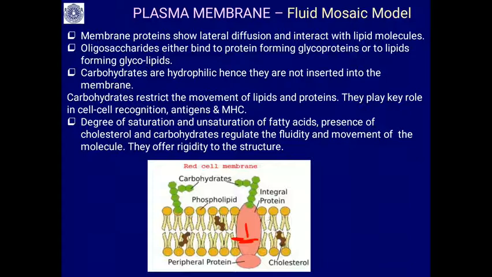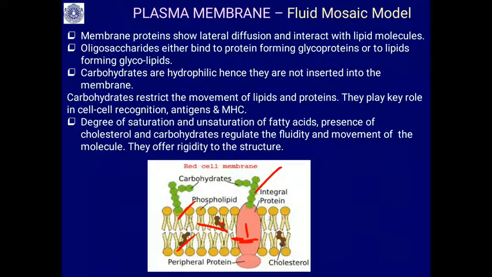You will be able to see this is the carbohydrate and these are the cholesterol and phospholipids. Oligosaccharides either bind to the protein, or to the lipids you will find here. They are glycoproteins or glycolipids. Carbohydrates are hydrophilic, hence they are present outside, that is why they are not inserted inside the middle of the membrane, they are found on the outside. Carbohydrates restrict the movement of the lipids and the proteins. So, the carbohydrate and cholesterol restrict the movements of the lipids and the proteins.